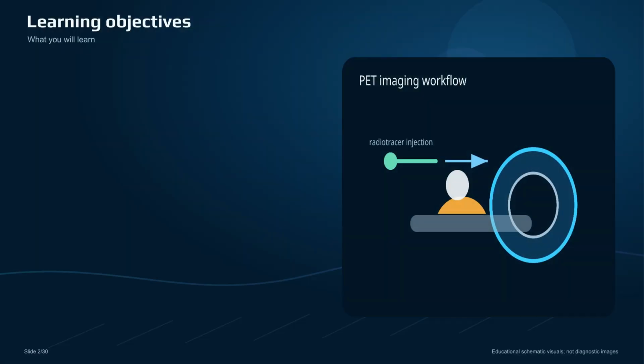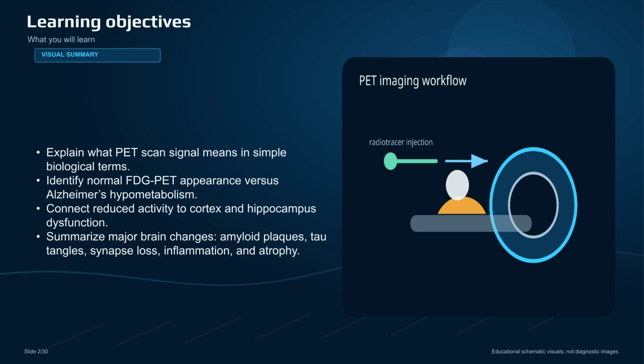Our learning objectives include understanding the PET scan signal, identifying normal versus Alzheimer's FDG PET patterns, linking reduced activity to brain region dysfunction, and summarizing major brain changes like amyloid plaques and tau tangles.